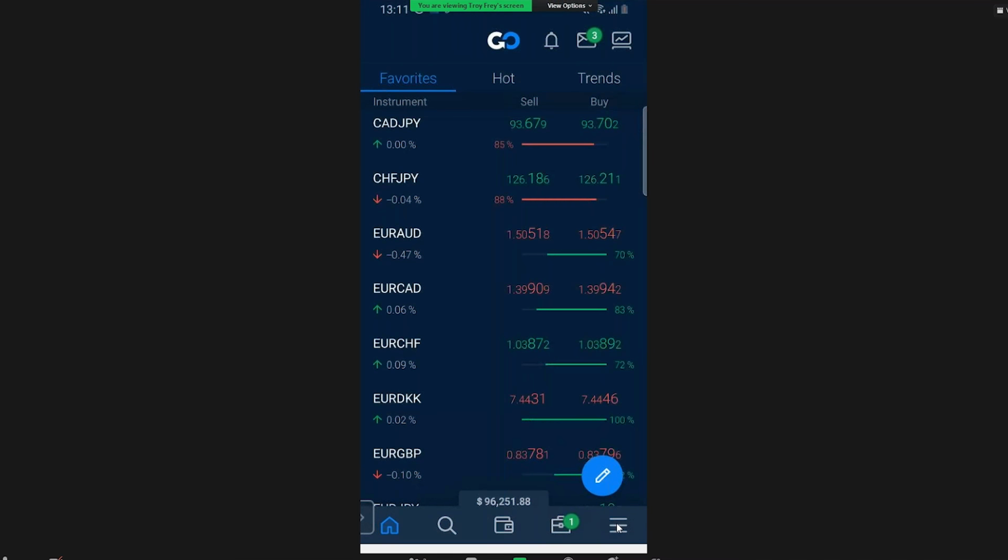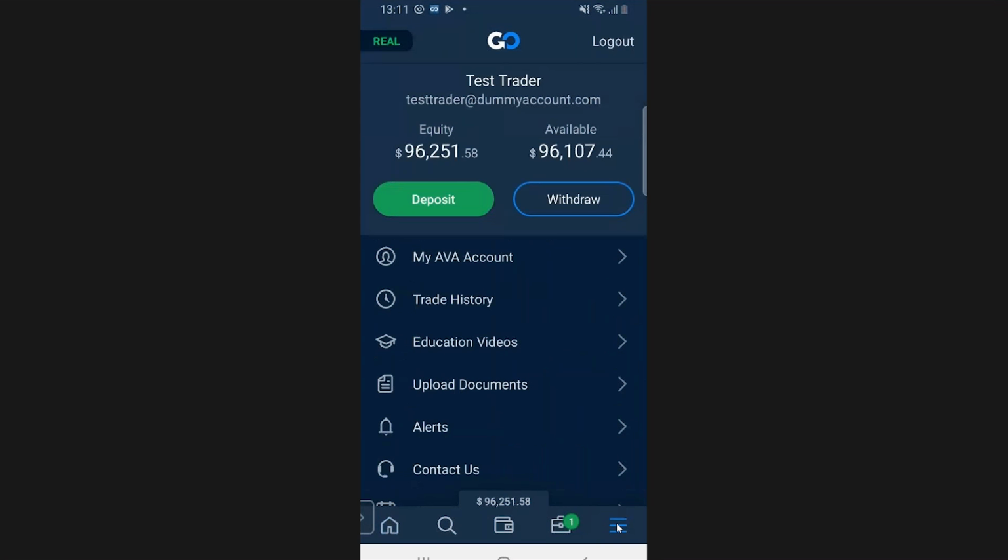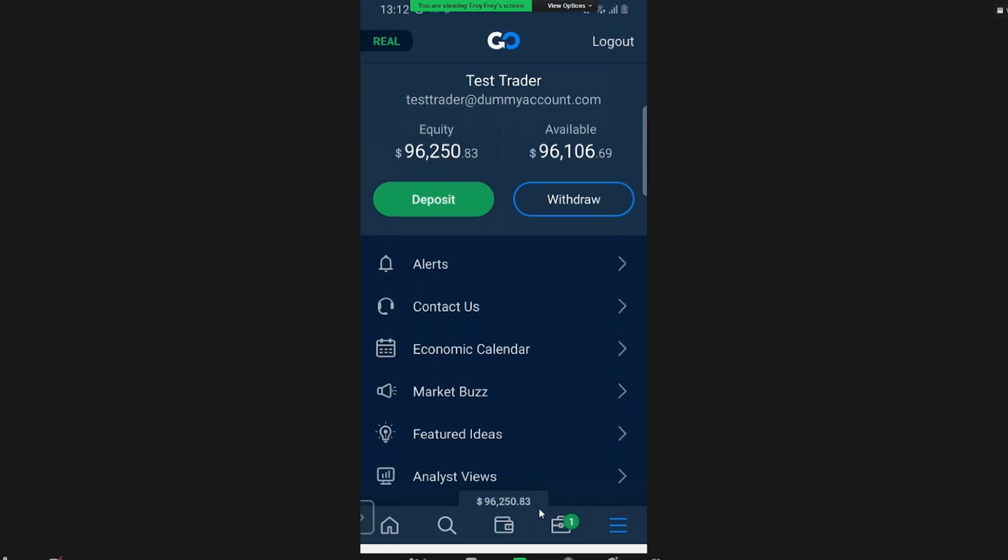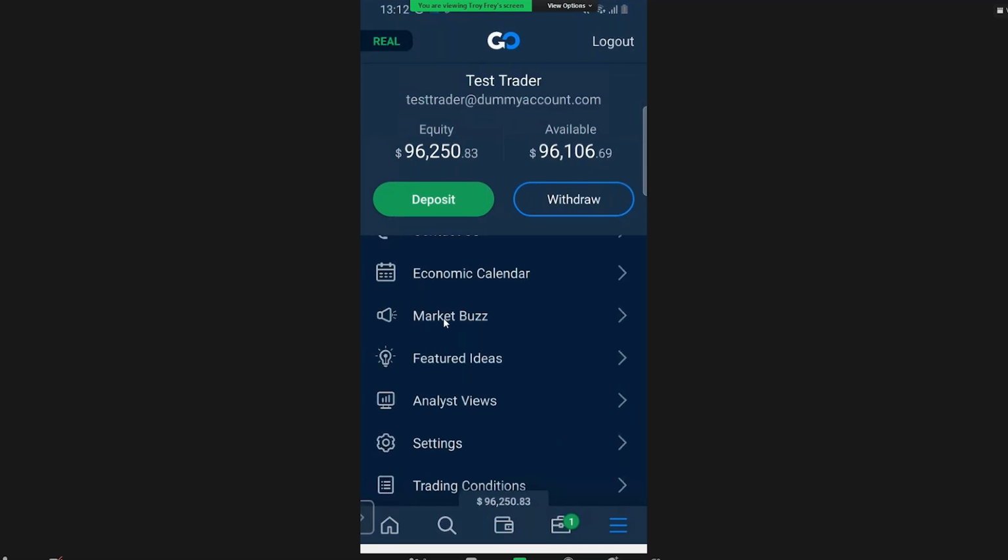If you click on this tab down here in the lower right of our app, it's the AvaTrade Go mobile app. If you haven't put it on your mobile device, I would suggest maybe you should and check it out. Market Buzz is a nice feature for fundamental news on stocks. All you have to do is tap on it.